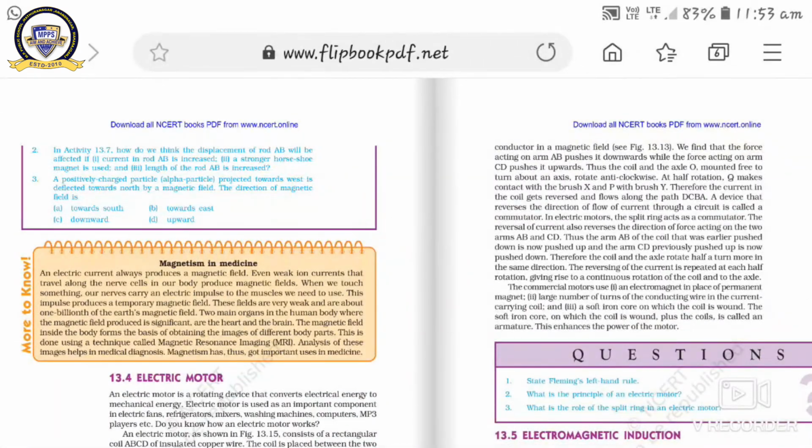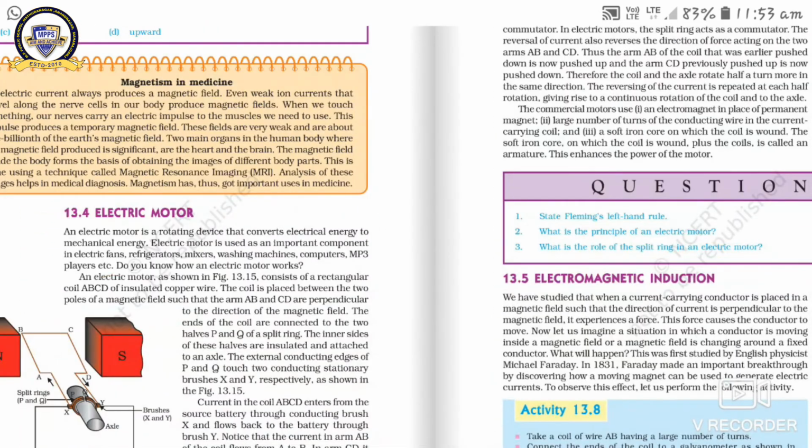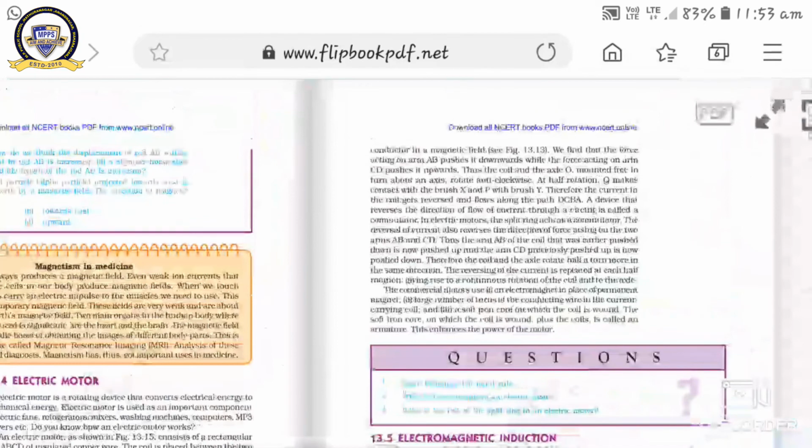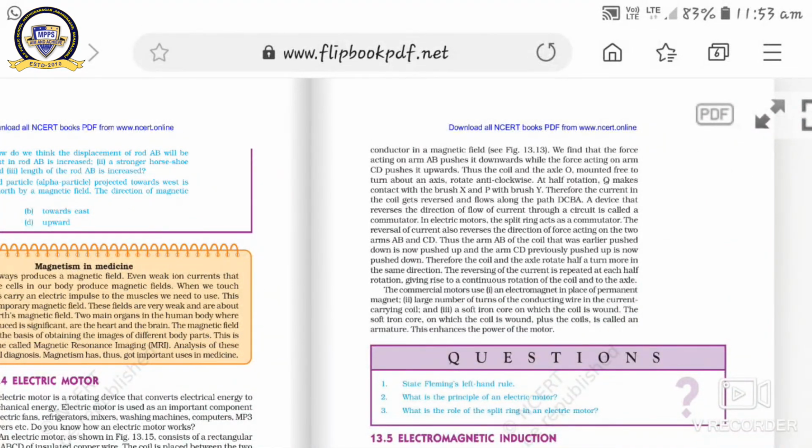The force acting on arm AB pushes it downward, while the force acting on arm CD pushes it upwards. Thus the coil and the axle O, mounted free to turn about its axis, rotate. It means the force acting on the arm AB is in the downward direction and the force acting on the arm CD is in the upward direction. You can observe it with the help of Fleming left hand rule. The rotation of the coil is anticlockwise.